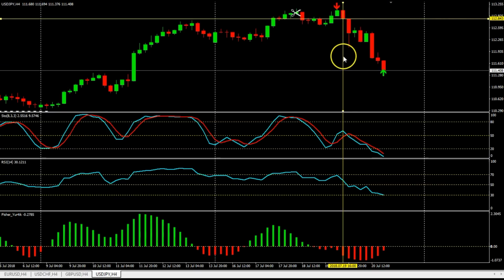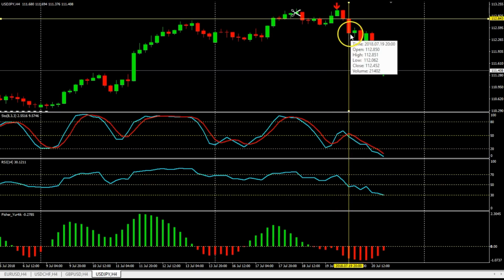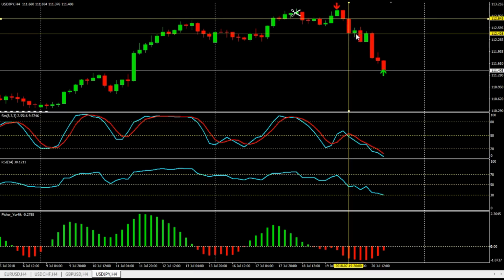If you are a conservative trader like me, you will still wait to get all three of them. So here you get the stochastic also giving you the sell signal everywhere. So this is where I will sell. As a conservative trader, I will sell at the open of this green candle.